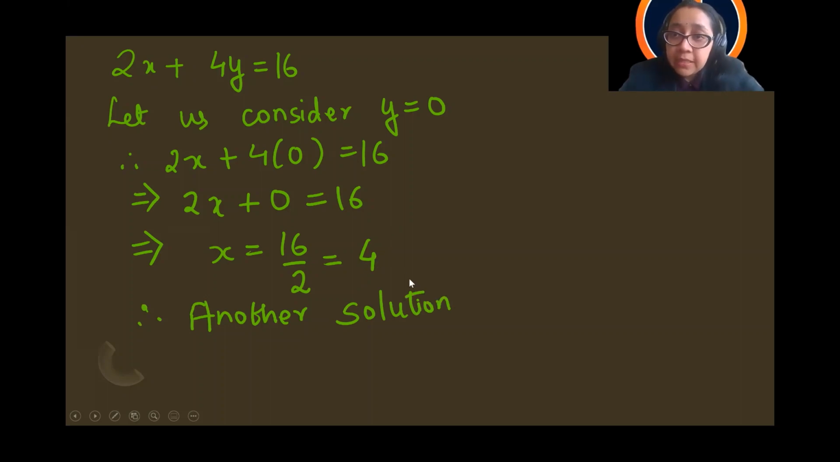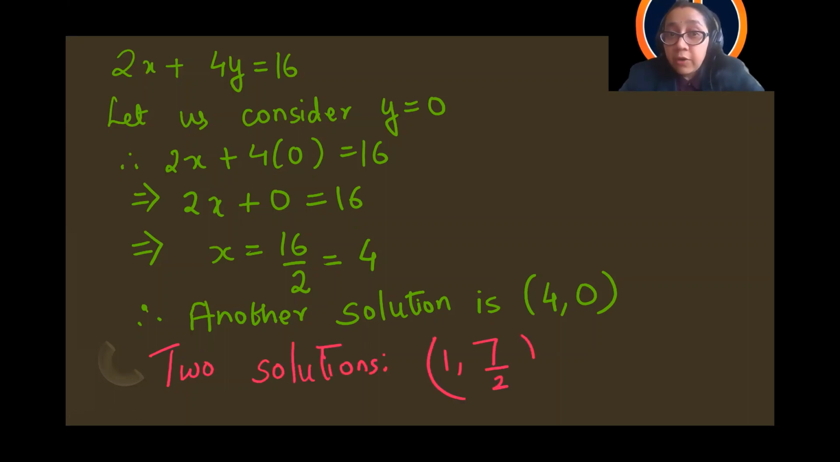Second solution means, can you tell me what is the second solution? x is 4 and y is 0. So we'll write it in the form of 4, 0. So this is our second solution. Two solutions we have found for this particular equation, 2x plus 4y equal to 16, as 1, 7 upon 2 and 4, 0. So these are the possible solutions. And how many solutions can we find? Are they limited to two solutions? Yes, you are right. We can find infinite solutions for linear equations in two variables.